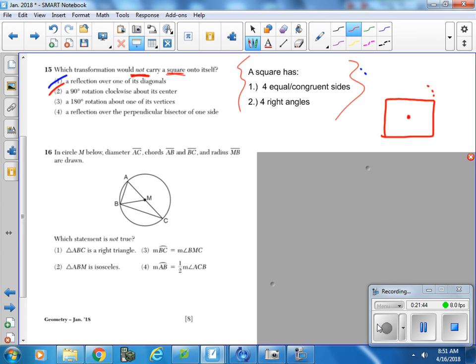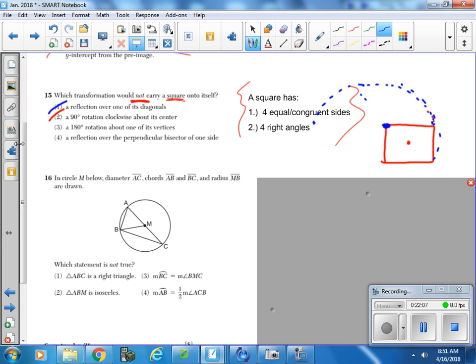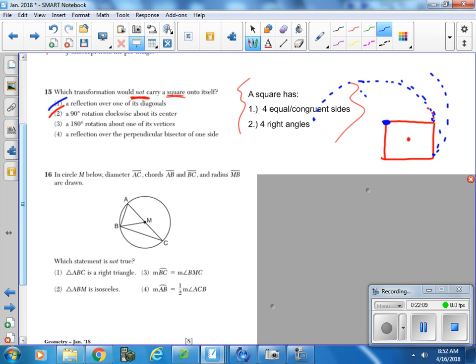Let's see, it says 180 degree rotation about one of its vertices, all right? Now, let's just say we do 180 degrees about this. You've got a picture now. This point comes over here, right? And this point comes up here, something like that, all right? 180 degrees. The point is those vertices are not going to land on another vertex. Okay, so that is definitely not going to carry this square onto itself.